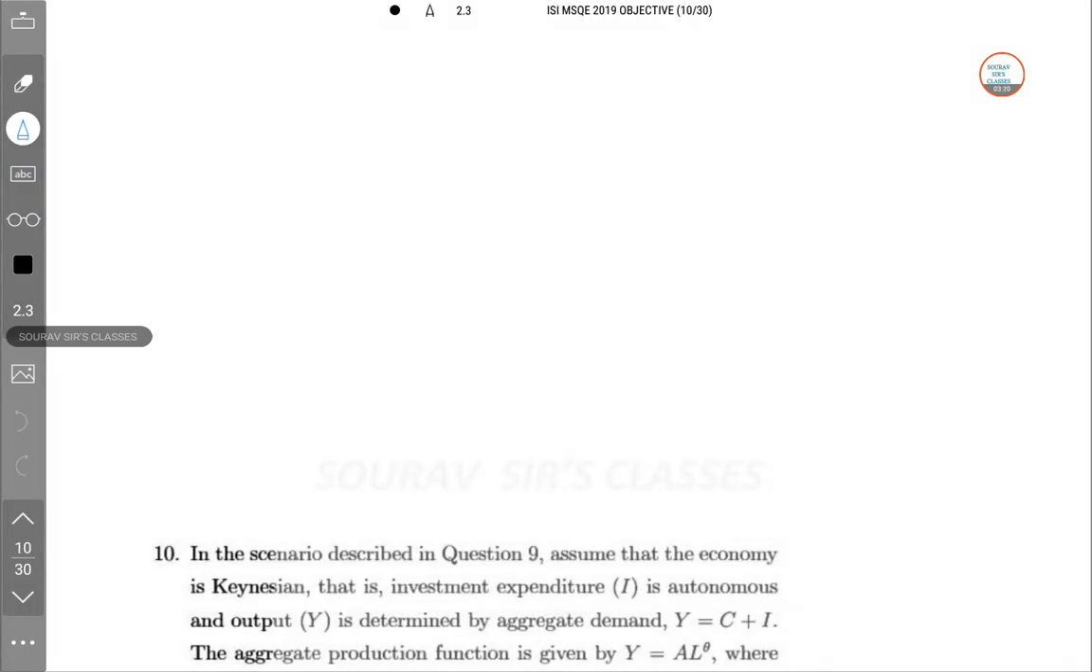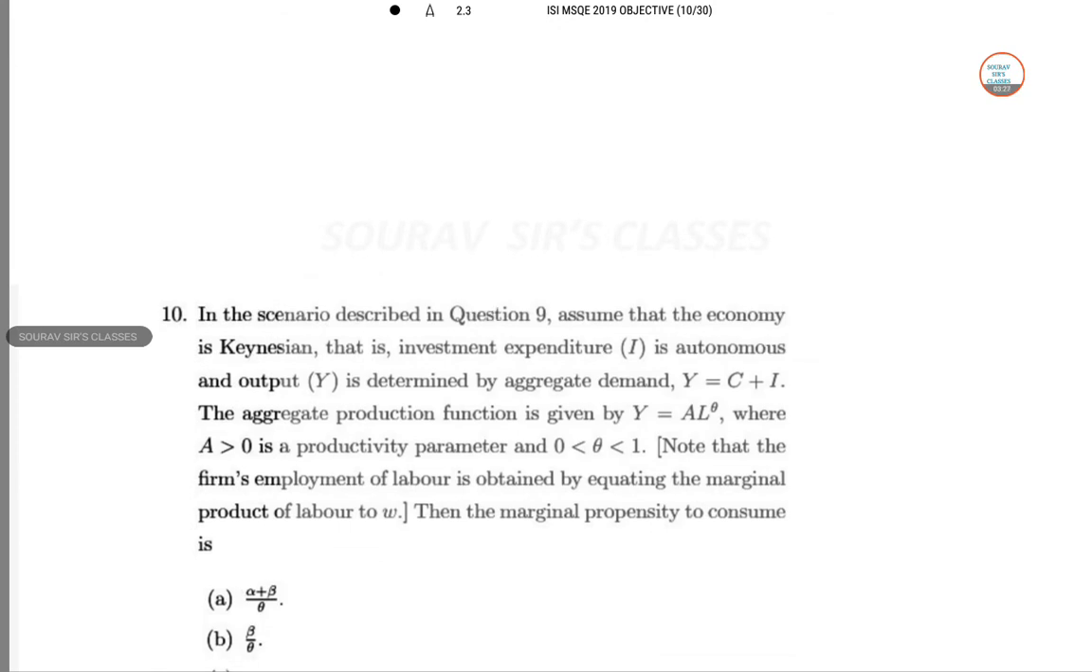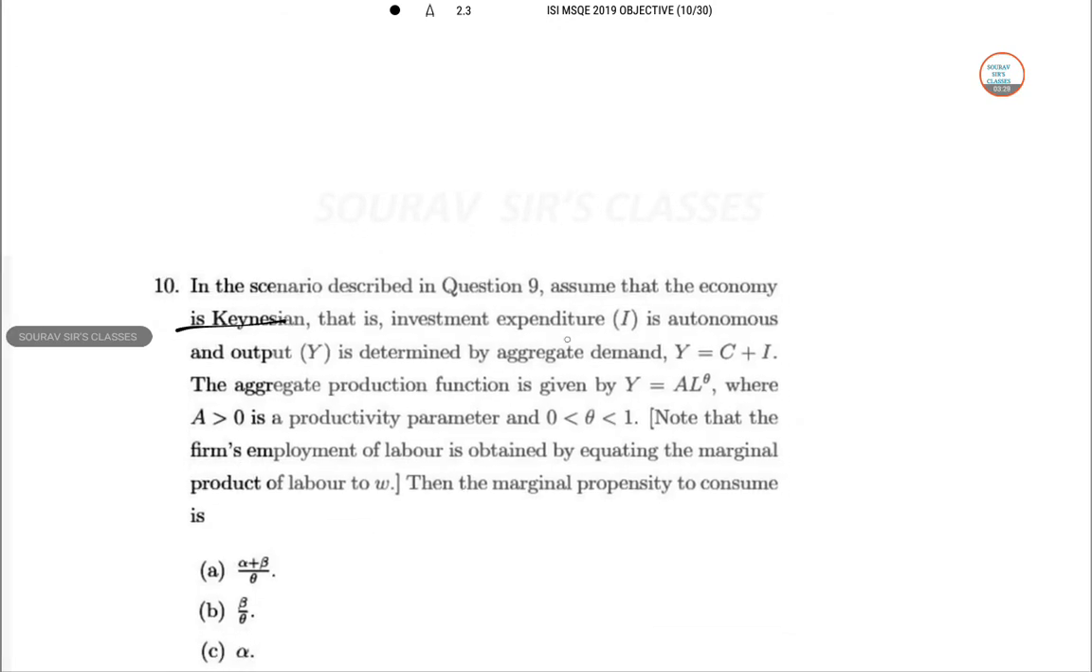Next question, question number 10. Now in the scenario described in question number 9, assume that the economy is Keynesian. That is, the investment expenditure and autonomous output are determined by the aggregate demand Y equal to C plus I. The aggregate production function is given by Y equal to A into L to the power theta, where A greater than 0 is a productivity parameter and 0 less than theta less than 1. The firm's employment of labor is obtained by equating the marginal product of labor to W.